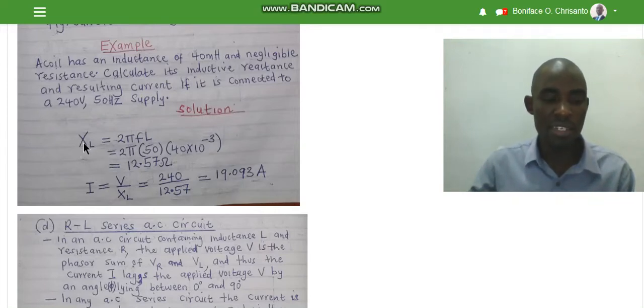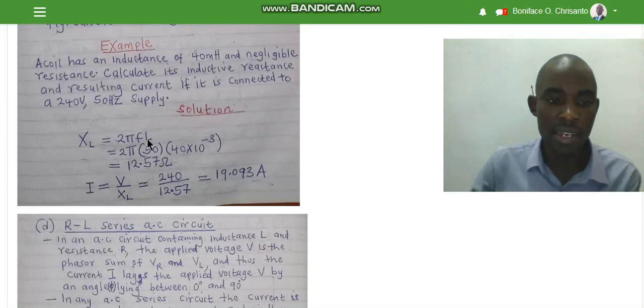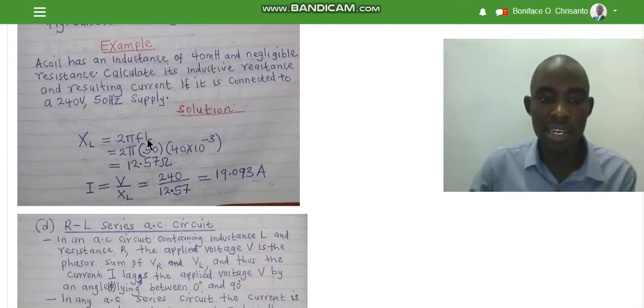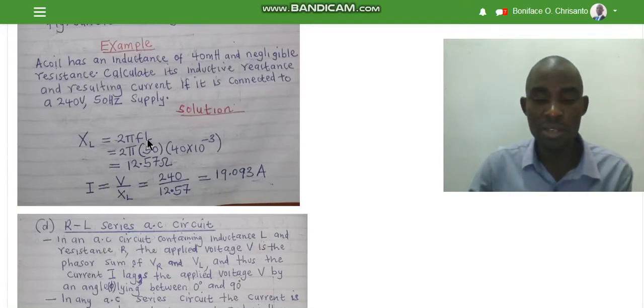So inductive reactance is given by 2 pi FL, where we know F is the frequency of the source of supply and L denotes the inductance, but this inductance has to be in henries.